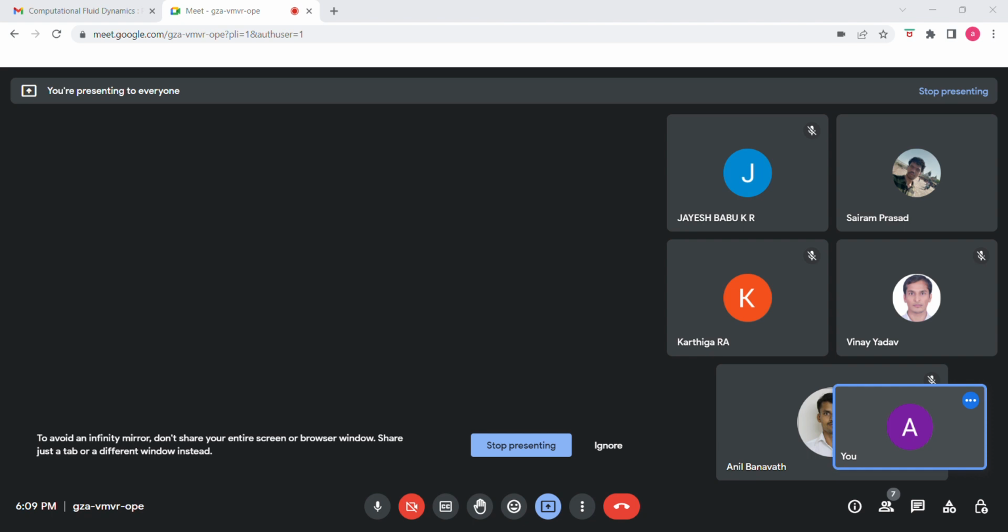They have given a few options, so we will see how to solve this first. It is given that q = k d²T/dx².